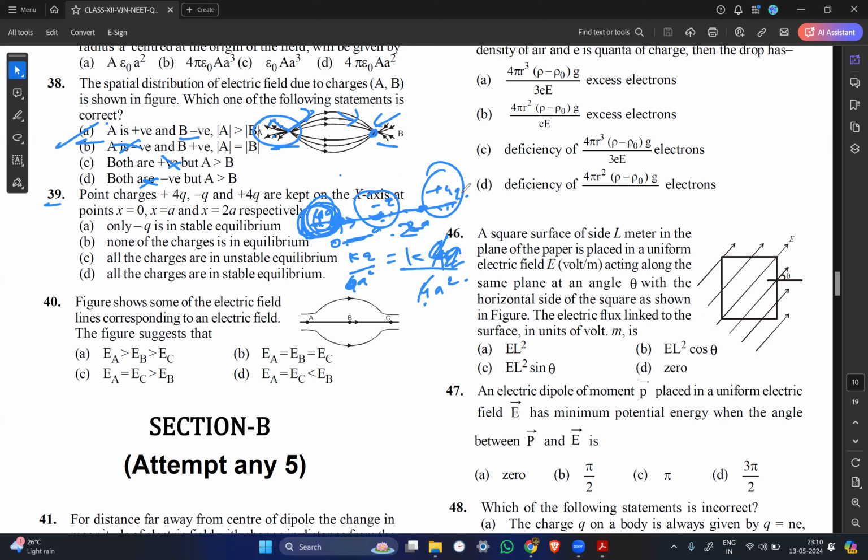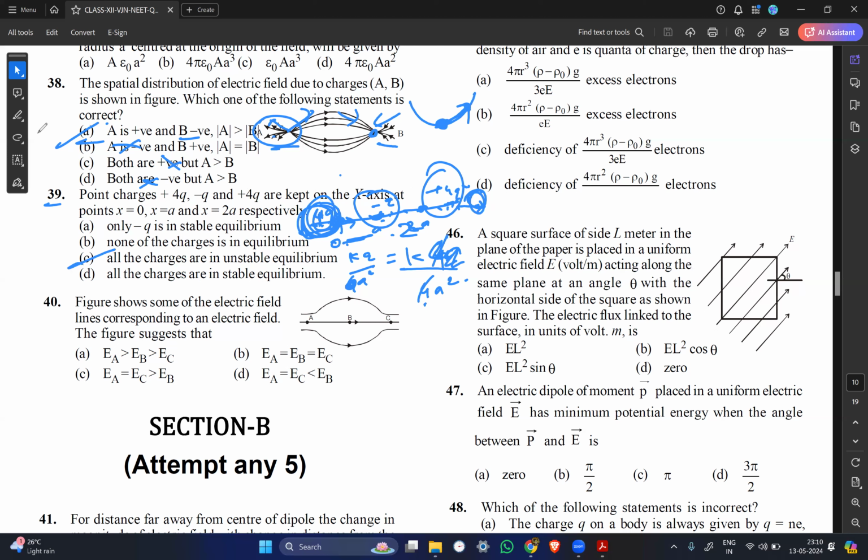But it is not stable equilibrium because if you displace it, there will be some force on it. It will just go. It will not come back to a stable position again. Like in a bowl, if you keep something in stable equilibrium and displace it from the equilibrium position, it will come back there again. Like that, it will not happen here. Yes, all charges are unstable.